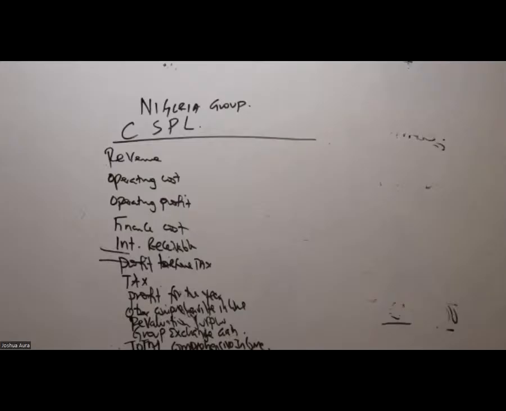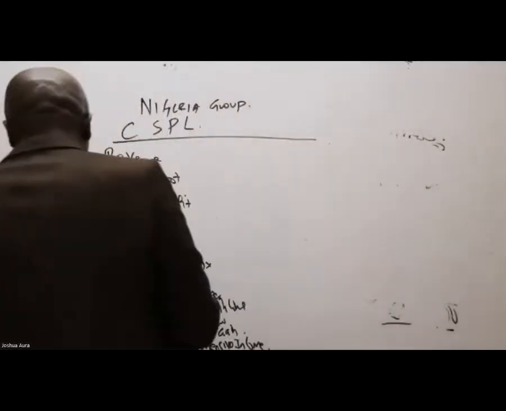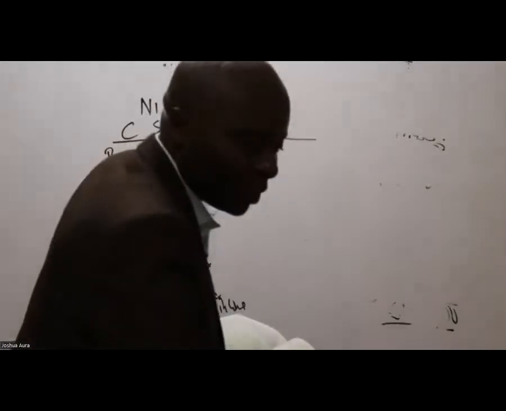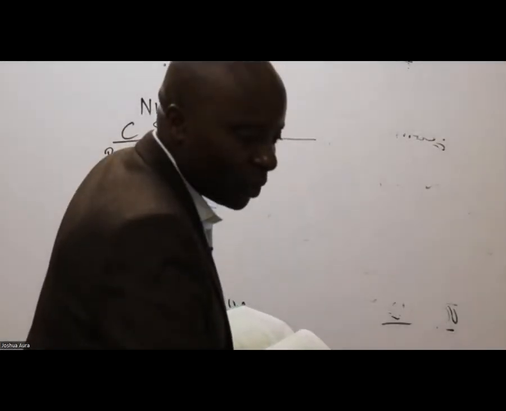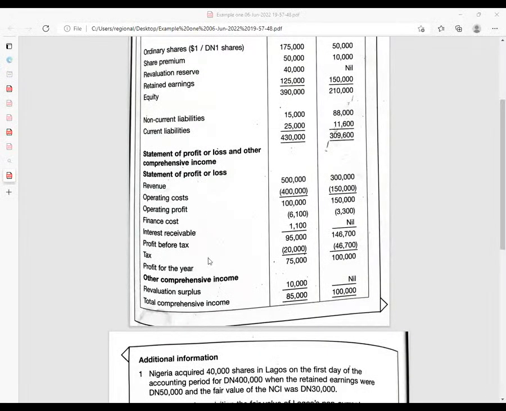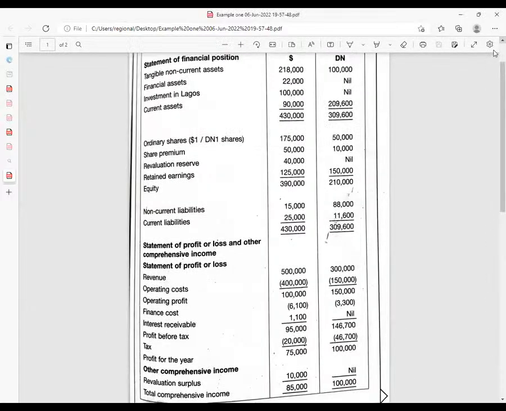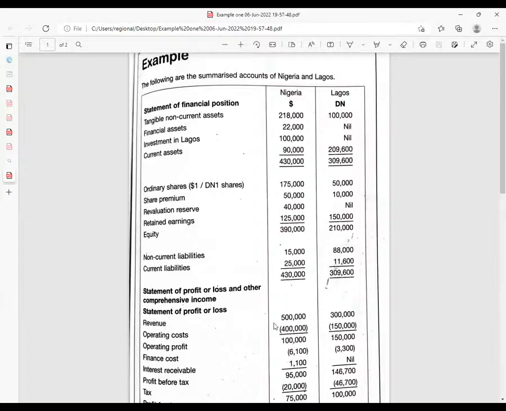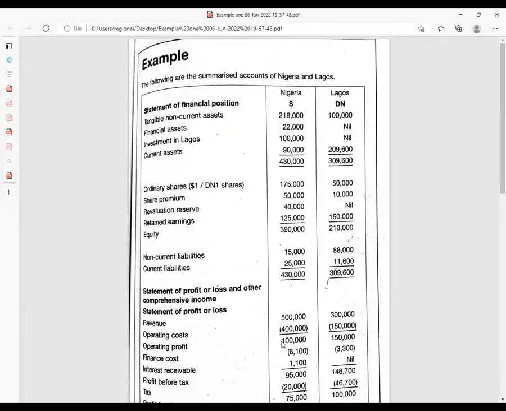Thank you very much. So we start with revenue. What do I do with revenue? Revenue, I'll pick the one of 500,000, plus 300,000. Remember, this 300,000 is in DN, so I need to change this.